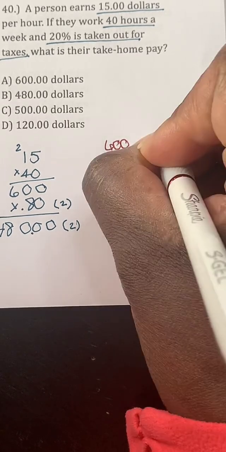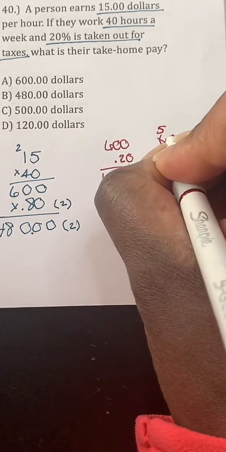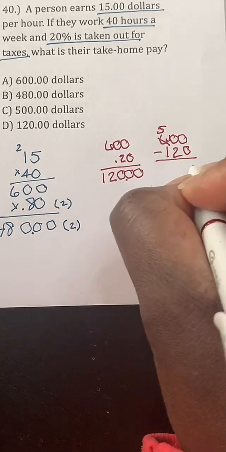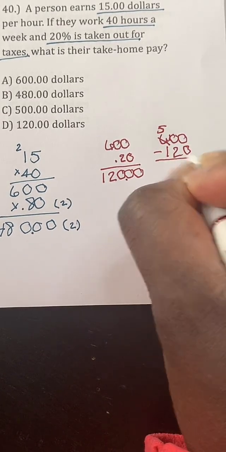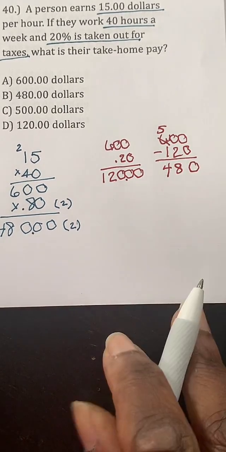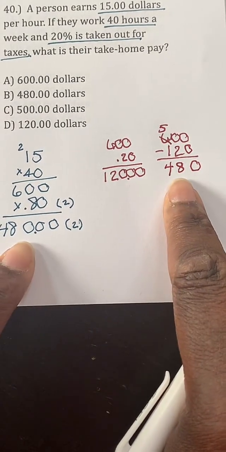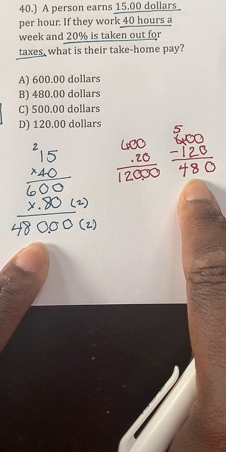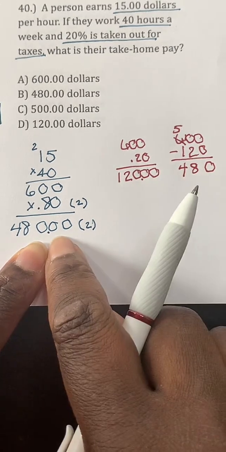Okay, borrow from the 6, make that a 5, make that a 10. So now we don't have to borrow again. So we have 0, we have 8, and we have 480. You get the same answer, but you take a little more time with this than with this.